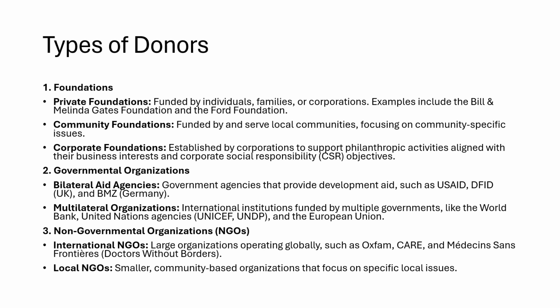Then we have governmental organizations, like bilateral aid agencies, which are government agencies that provide funding. For example, the US government, the British government, and BMZ in Germany. These are government agencies that use money to express the foreign policy of what that country believes in. So, for example, with USAID, the monies they give reflect the values of the American people. Same thing with the UK, same thing with the German government.